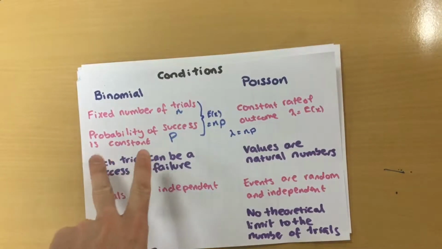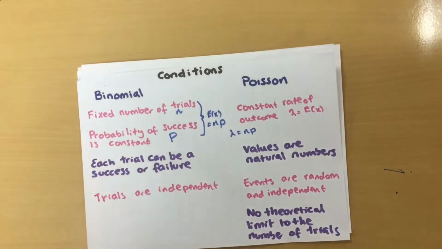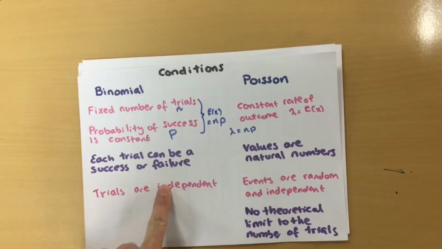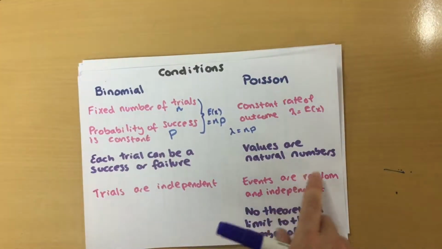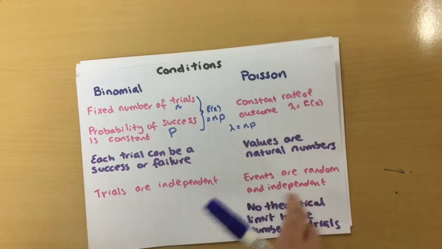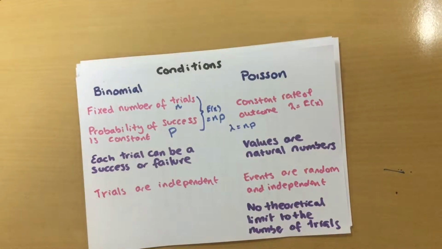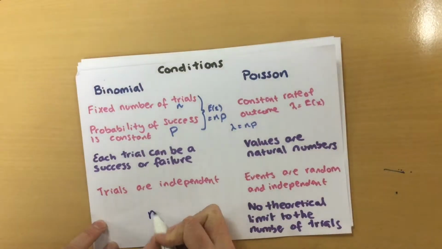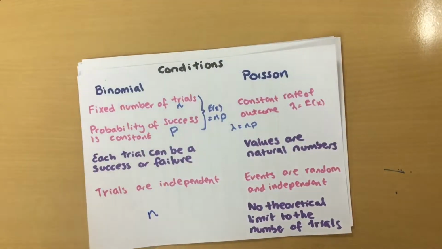In binomial, each trial is a success or a failure. In Poisson, we've got natural numbers. Trials are independent in binomial. Again, trials are random and independent in Poisson. So both have this independent random element to them. The big difference though, in Poisson there is no theoretical limit to our number of trials, whereas as we know in the binomial we have an n, which is definitely a limit.